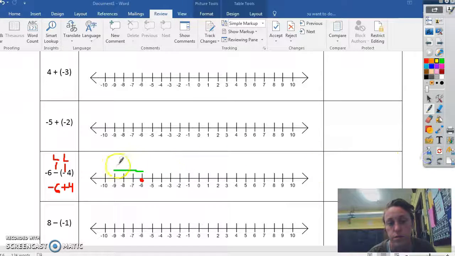I'm going to redo that. 4 units to the right. One last time. 1, 2, 3, 4. And it ends up right here.